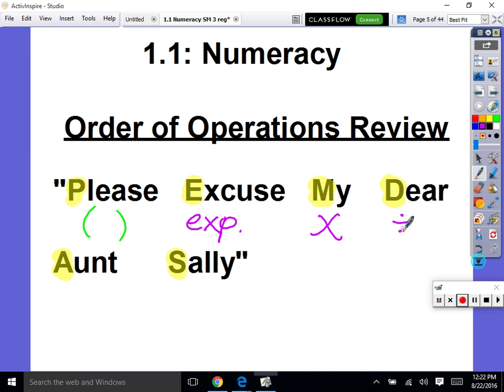Now, fun fact for you, even though my comes before dear, so multiplication goes before division, they actually go hand in hand. So you can divide before you multiply, and you can multiply before you divide. It doesn't matter. They're equal in order. Does that make sense? Okay. Aunt Sally, add and subtract. Once again, you can add first and then subtract, or you can subtract first and add. They go hand in hand. However, you will want to simplify in the parentheses, then simplify exponents, then multiplication and division, and then addition and subtraction. So let's just start practicing.